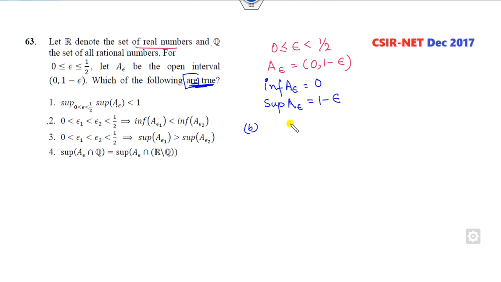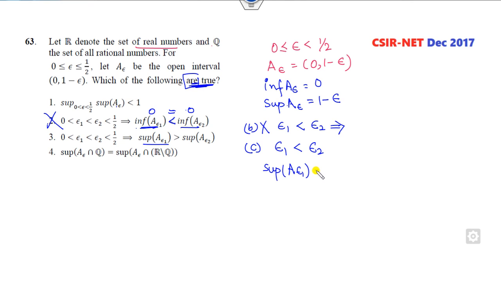Now we can think about here. So firstly we will think about epsilon. Since epsilon 1 is less than epsilon 2, what is the infimum of A1? Infimum of A epsilon 1 is 0, this is also 0, but they are talking about less than, but here it is equality, so this option is cancelled out. Look at the second option, so B option is cancelled out. C, again epsilon 1 is less than epsilon 2, supremum of A epsilon 1 is 1 minus epsilon 1, supremum of A epsilon 2 is 1 minus epsilon 2.